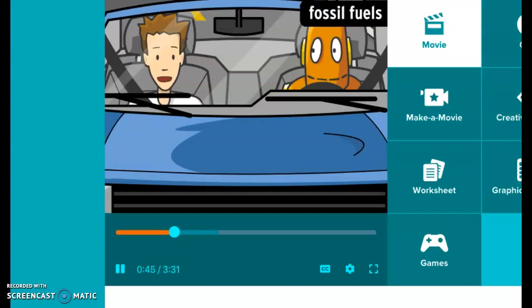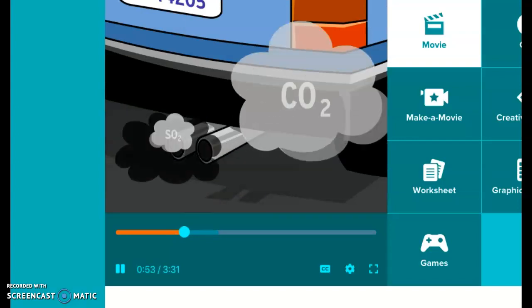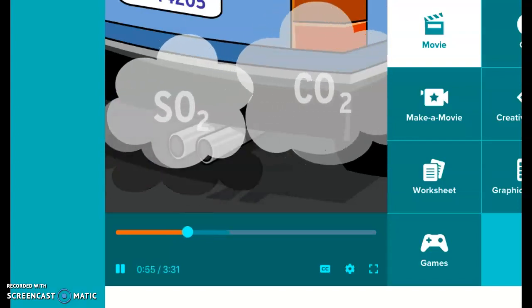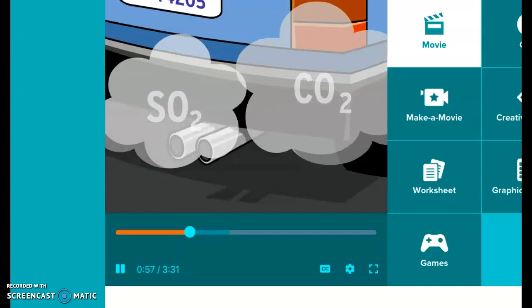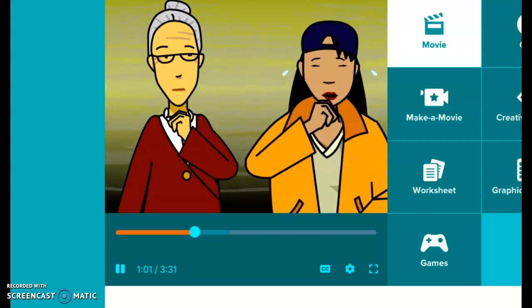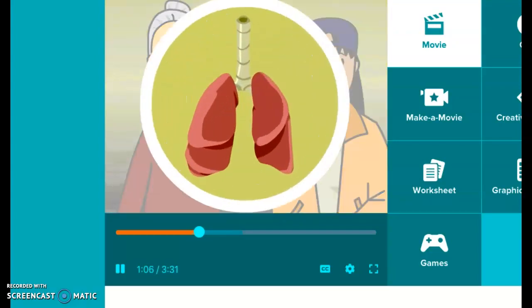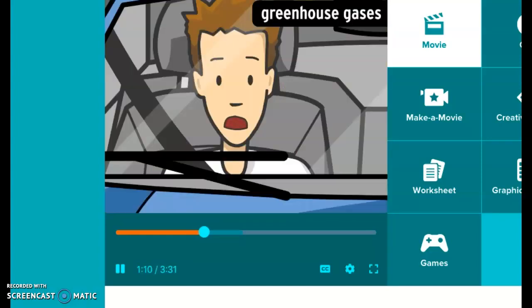Well, fossil fuels like coal, gas, and oil release particles of soot and dust when they're burned. They also release deadly gases like carbon dioxide and sulfur dioxide. These gases can make healthy people sick and sick people even worse. They can make your eyes water and your throat feel dry. In some cases, they can permanently damage your lungs and even cause cancer. Plus, they're greenhouse gases, so they contribute to global warming.